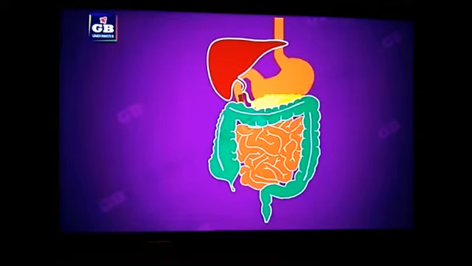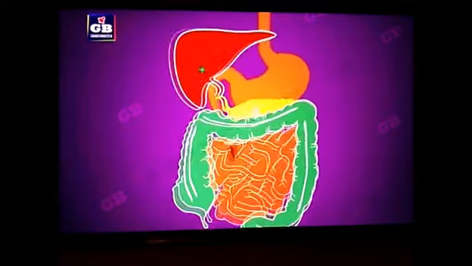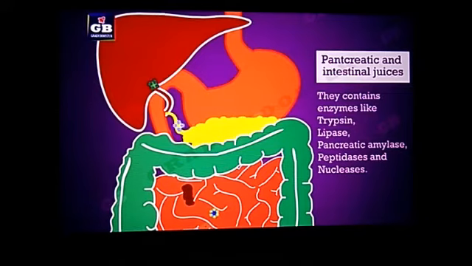The small intestine is the longest part of the alimentary canal, which is highly coiled to get accommodated in a small space. It receives pancreatic juice from the pancreas, intestinal juices from the glands in the intestines, and bile juice from the liver. Pancreatic juice and intestinal juices contain enzymes like trypsin, lipase, pancreatic amylase, peptidase, and nucleases.